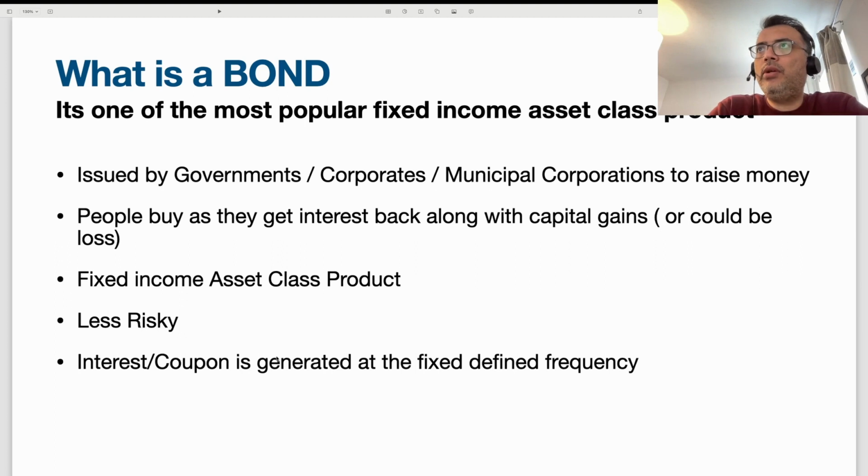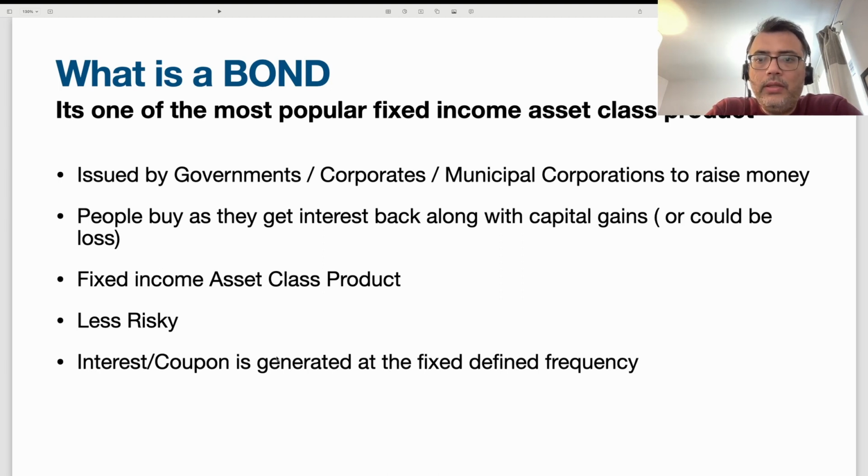It's one of the most popular fixed income asset class products. It's basically a security that is being issued by governments, corporates, or municipal corporations, and the purpose of doing that is to raise money. It's less risky. The risk associated with a bond is less as compared to equities, which is a highly volatile market, right? And as I've already mentioned, you get interest, which is also called a coupon, and that is generated and provided to the investor at a fixed defined frequency.